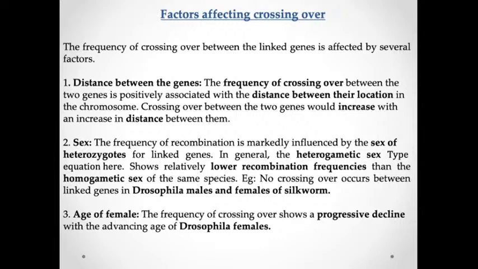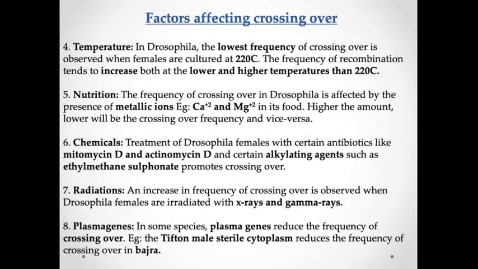So the frequency of crossing over between the linked genes is affected by several factors. Distance between the genes: the frequency of crossing over is positively associated with the distance between their locations in the chromosome. Then sex also matters. The frequency of recombination is markedly influenced by the sex of heterozygotes for linked genes. Then age of female: the frequency of crossing over shows a progressive decline with the advanced age of Drosophila females.